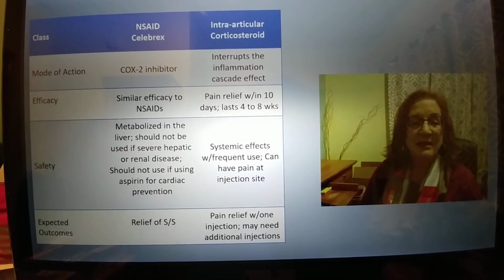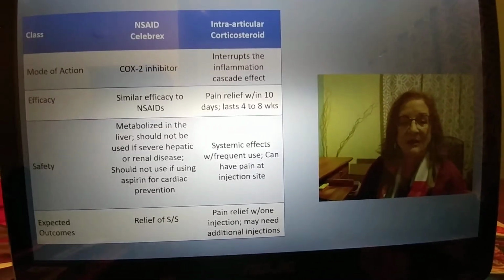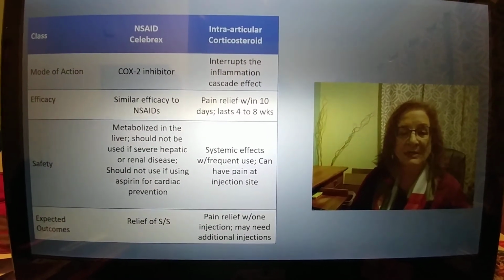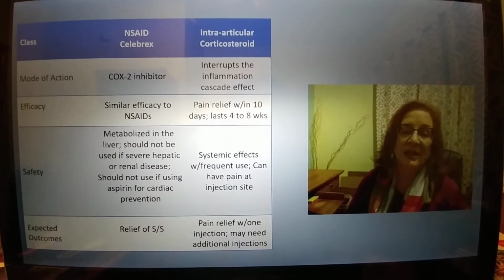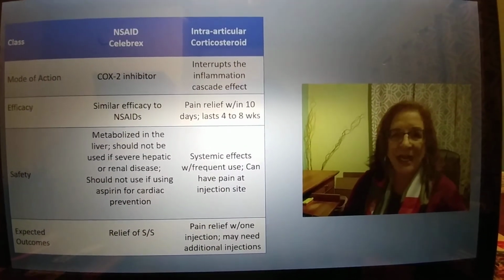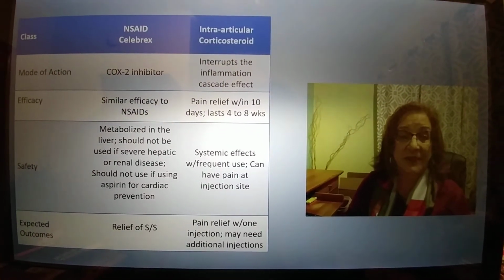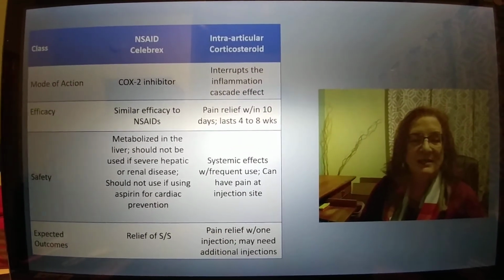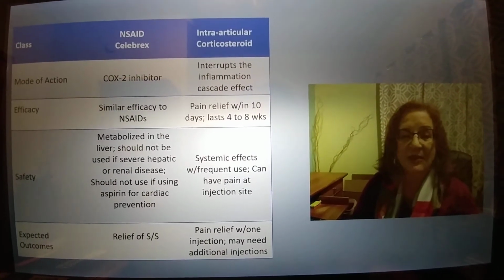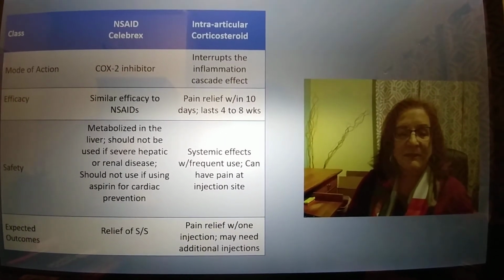As far as safety, Celebrex is metabolized exclusively in the liver and should not be used if the patient has severe hepatic or renal disease. And if the patient is taking daily aspirin for cardiac prevention, they should not take Celebrex because that could cause stomach ulcers, etc. Because it is an NSAID, and aspirin is an NSAID.